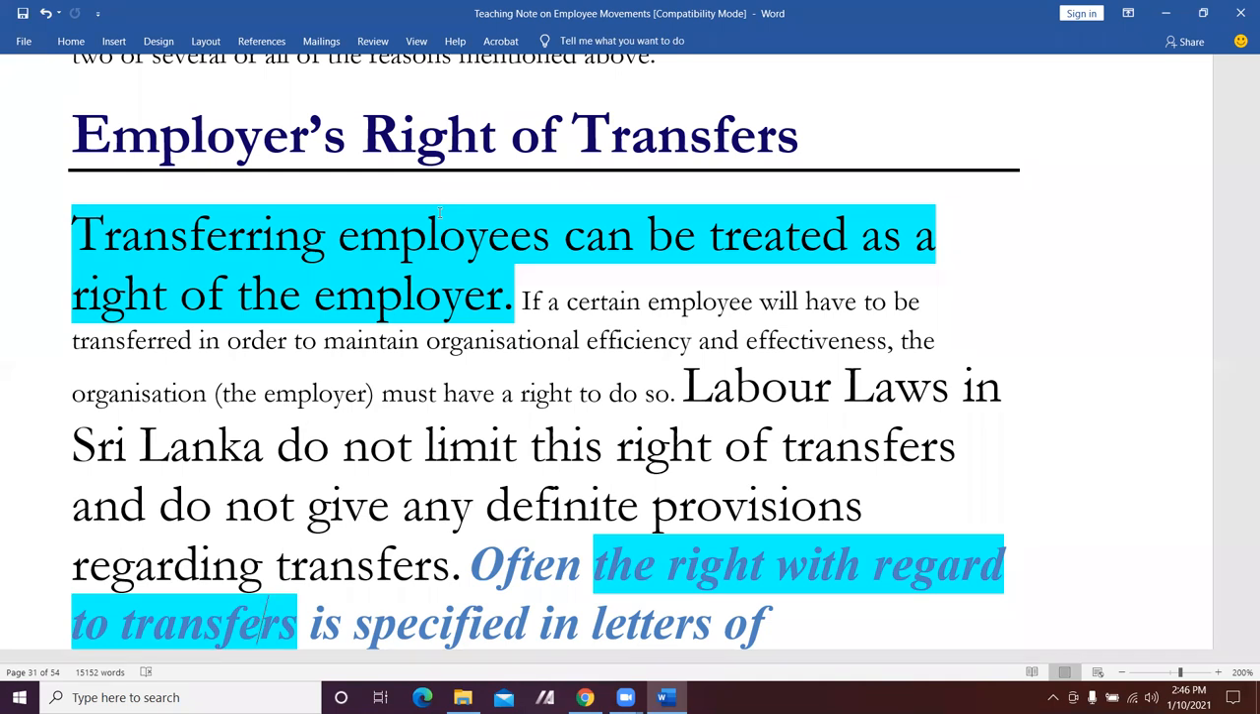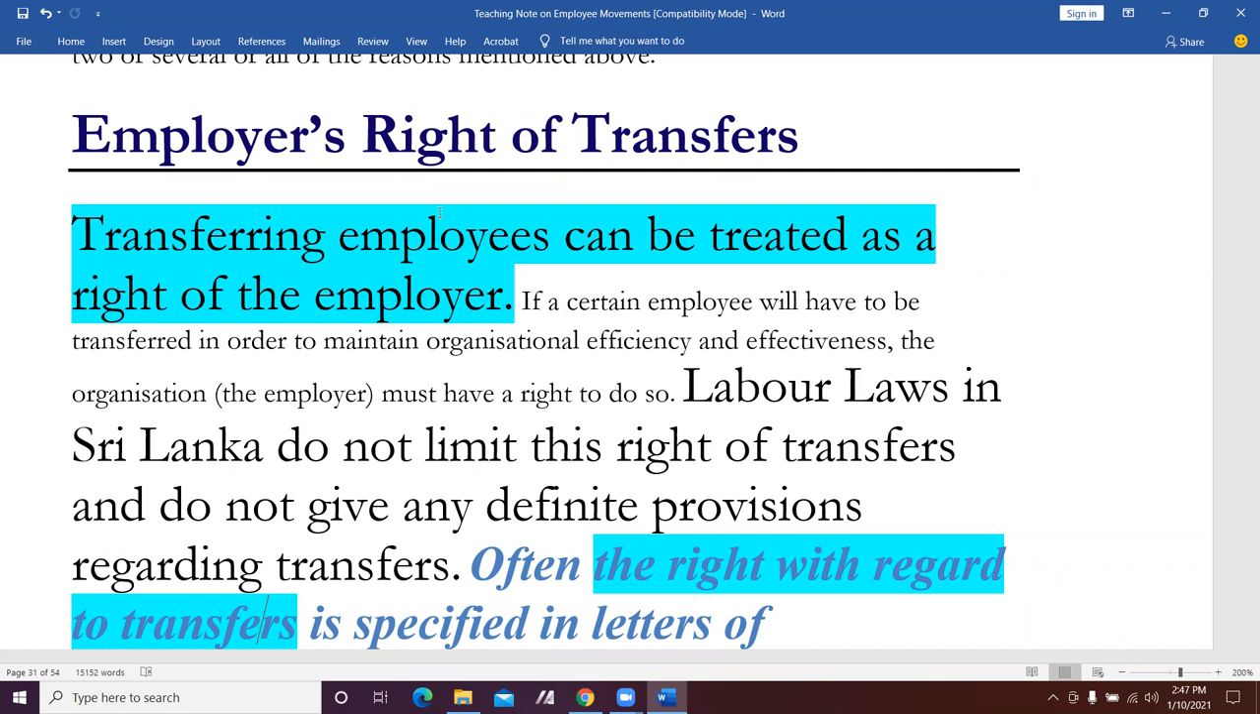My question is, is it possible for the top management to transfer any employees at any time? Usually it is possible, but there are limitations. There are no labor laws in Sri Lanka limiting the right of transfers possessed by the employer. Normally the employer has that right. What is that right? The right of transferring any employee to a place where the employer wants to.